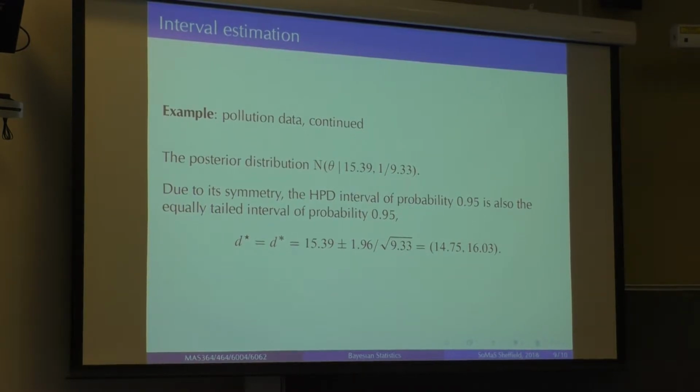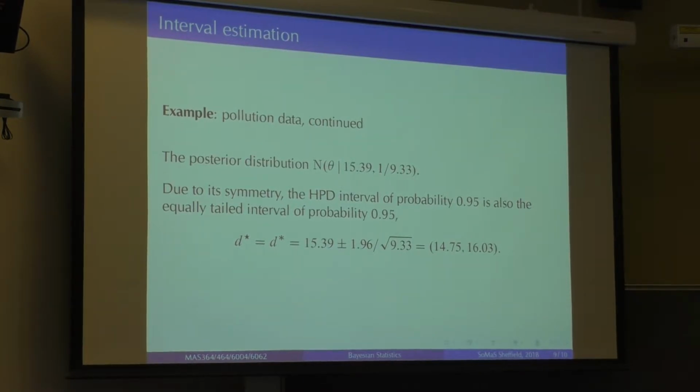And I argued that the best probability interval that you can quote, the highest posterior density interval, in this case is easy to calculate because it's the regular equally tailed interval that you will calculate anyway, okay, which is the mean plus minus a factor that depends on the probability that you want the interval to have, and then scaled by the standard deviation or the precision. Okay.